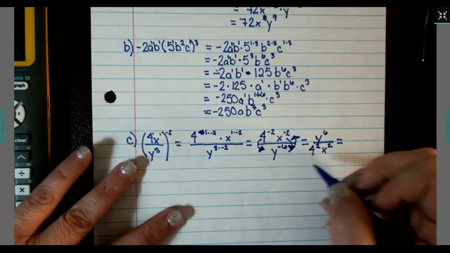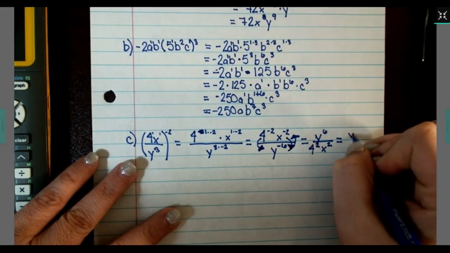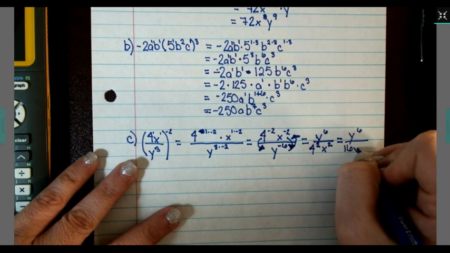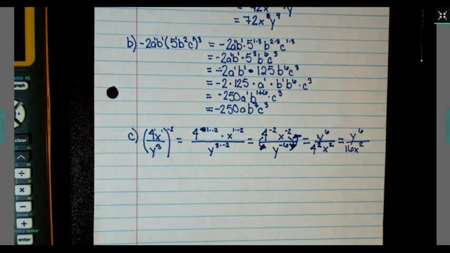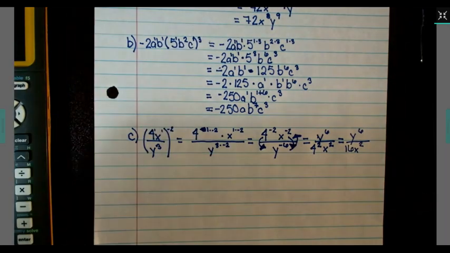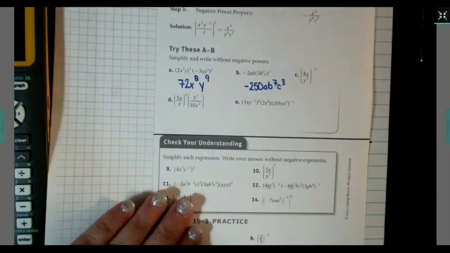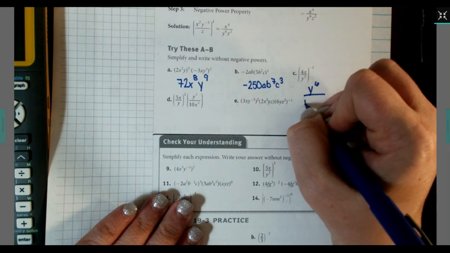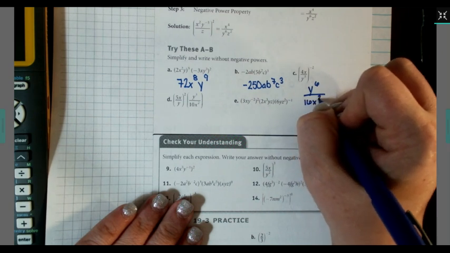One last thing to do. What is 4 squared? 16. So my final answer is y to the 6th power over 16x to the 2nd power.